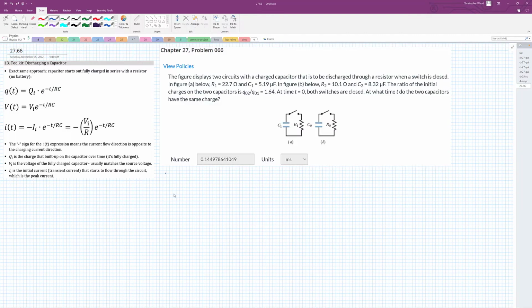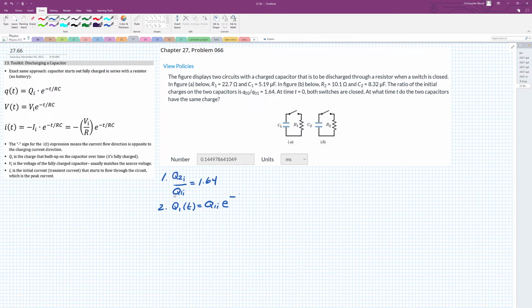The problem states the ratio of the initial charges on the two capacitors is Q2 over Q1 equals 1.64. I'm going to change the notation a little bit and just refer to this as Q2 initial over Q1 initial equals 1.64. Your green sheets in the YouTube video spent a lot of time focused on charging and discharging capacitors.